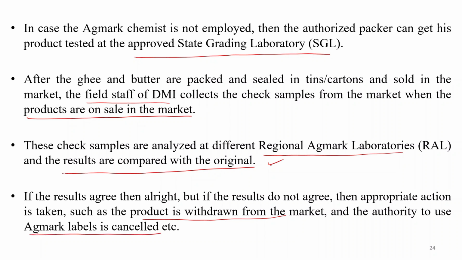If the results do not agree, then appropriate action is taken, that is either the product will be withdrawn from the market, or the authority to use the AGMARK label is cancelled, or sometimes it can also be downgraded. That is, if special grade ghee is only meeting the standards of general grade, then downgrading from special to general can also be done.